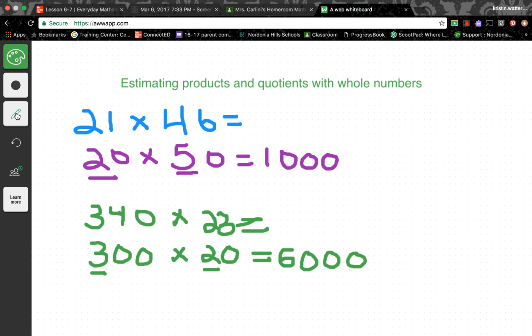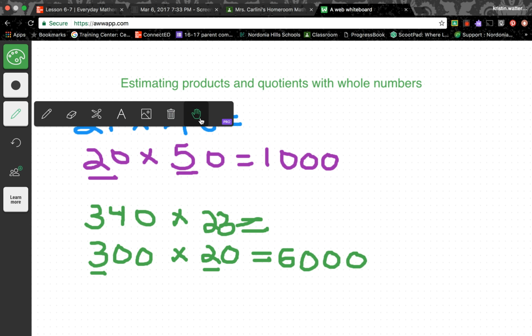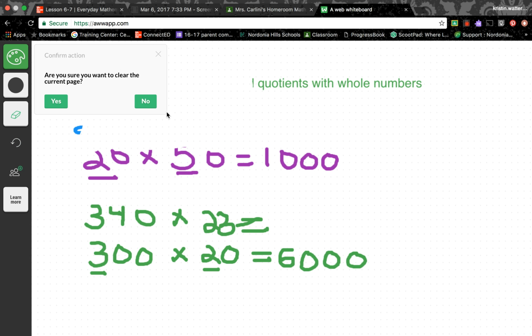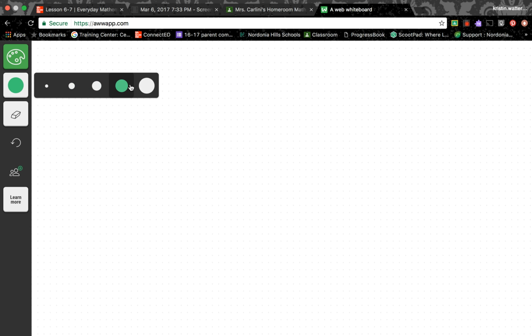Okay, so now let's look at division. Division's a little bit trickier. So if I give you a problem like 350 divided by 6.